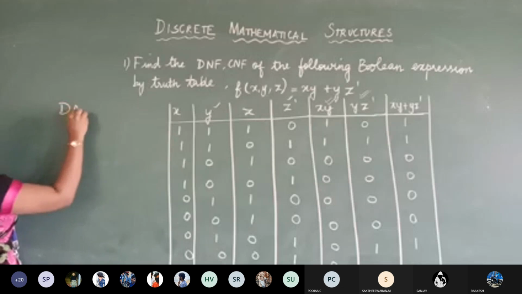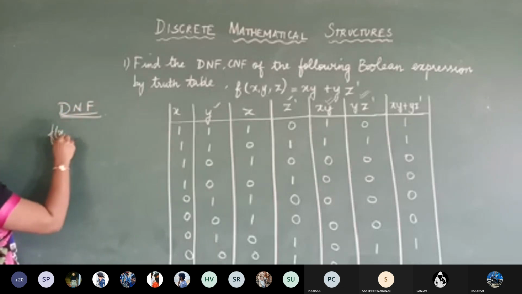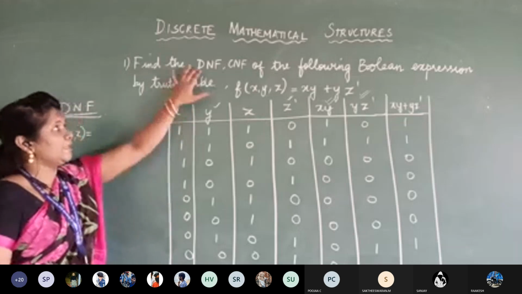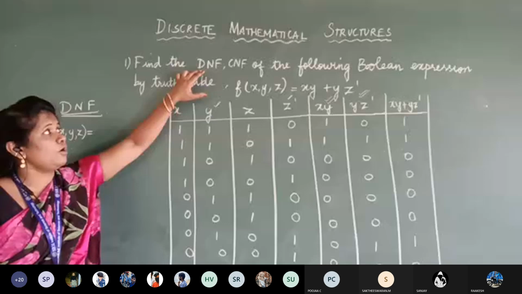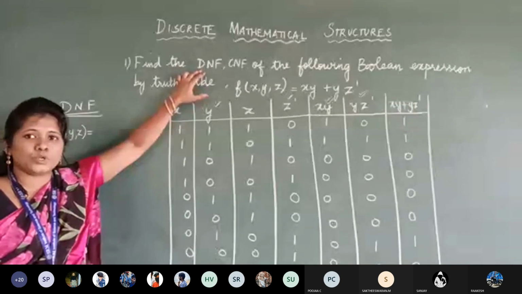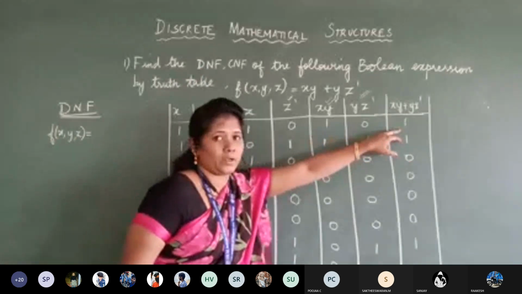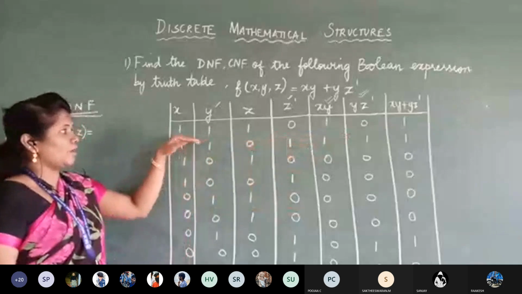You're going to write your DNF for this expression of f of x, y, z. Whatever value you've got 1, you have to write your product. For your DNF, it is what they have given you. Your definition is your product of the min terms. Min terms is Boolean product. So what you have to see is your 1. Wherever there is 1, you are going to write it. So write the corresponding values.